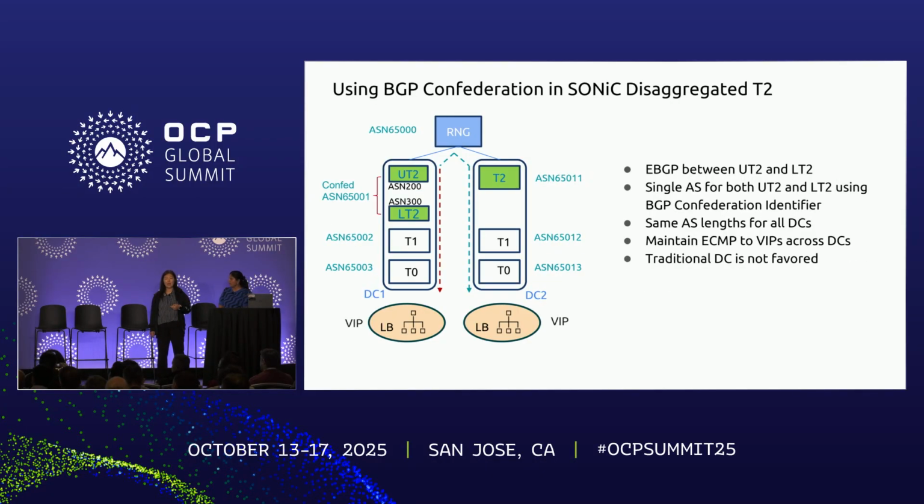To overcome the routing bias or the ECMP limitation, we propose to implement BGP confederation using SONiC. The upper T2 and the lower T2 are still assigned separate ASNs, but they will be grouped under a confederation ASN. So this can make the UT2 and LT2 present externally as a single AS so that we can still preserve the EBGP relationship across all the tiers for fine-grained control of the routing policies. So from the RNG point of view, now DC1 and DC2 would appear equal, enabling ECMP for the Anycast VIP.